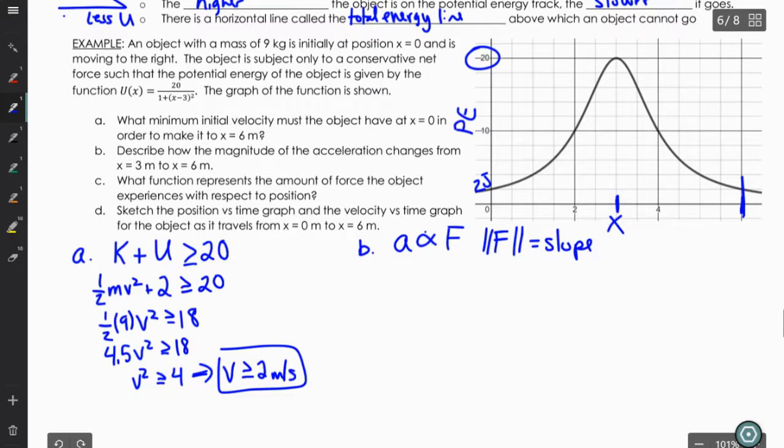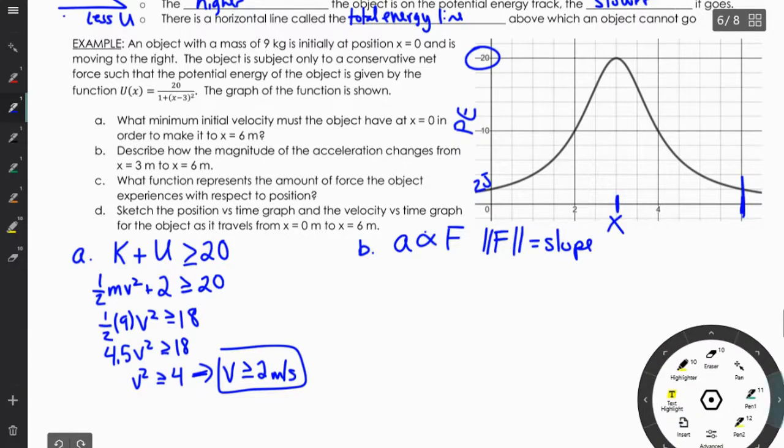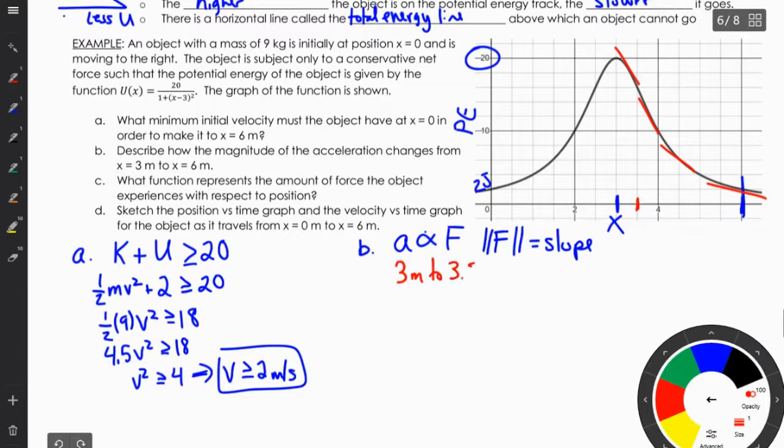And so what we're going to do is look at the slope of this graph. How is this going from here to here to here and to here? Something you'll see is that from 3 meters to 3.5 meters, you're going to see that it's a steep slope, and so that means that the acceleration is increasing.